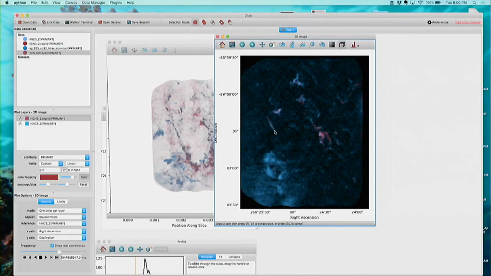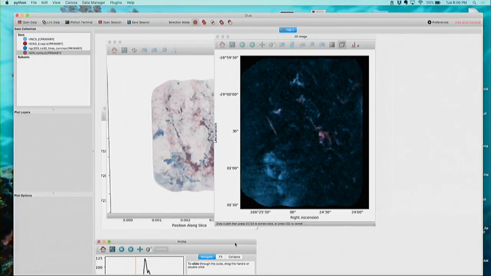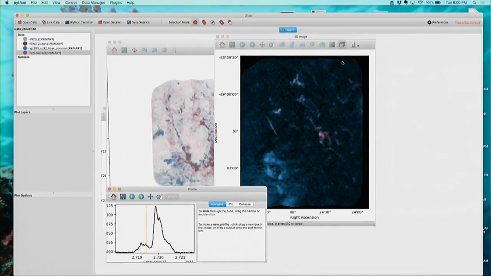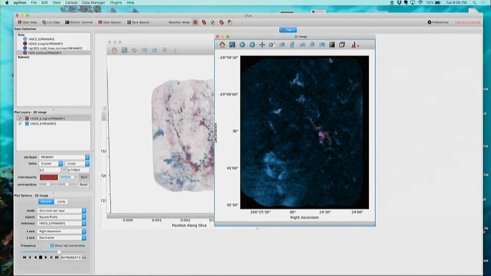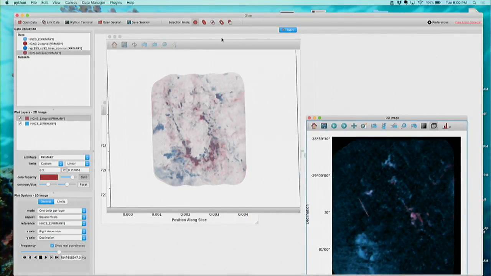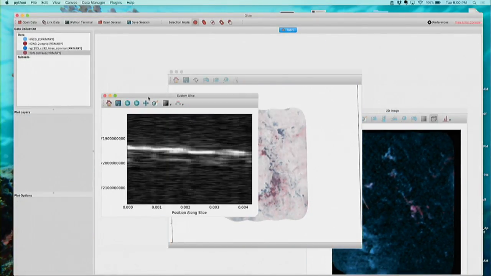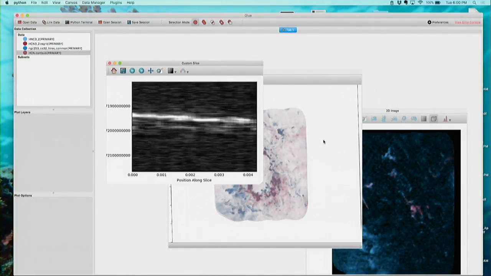Not happy. There we go. I think it's down here. Oh, we're doing a profile. That's not what we want. It's behind. Ah, there we go. So you can see a nice velocity trend. Again, a very linear feature with a very linear velocity trend and linear spatial trend. So, fun with glue and ALMA.